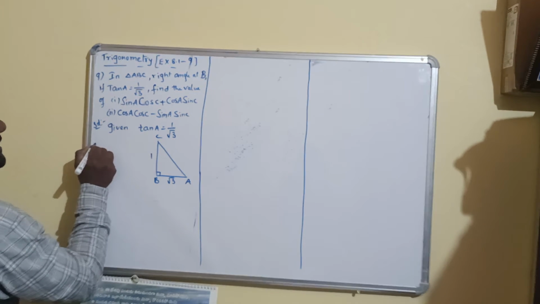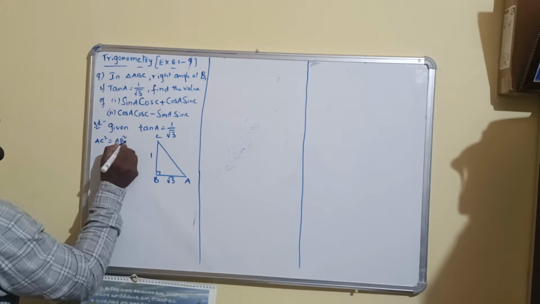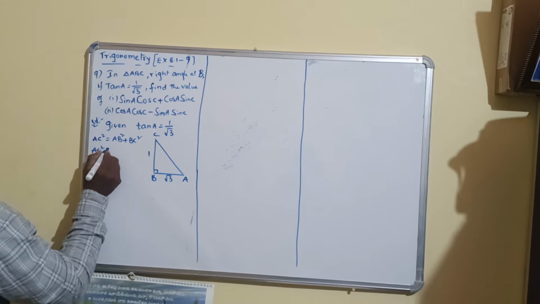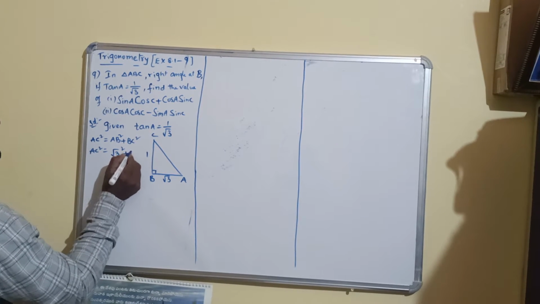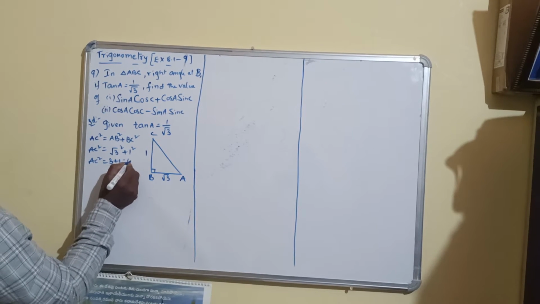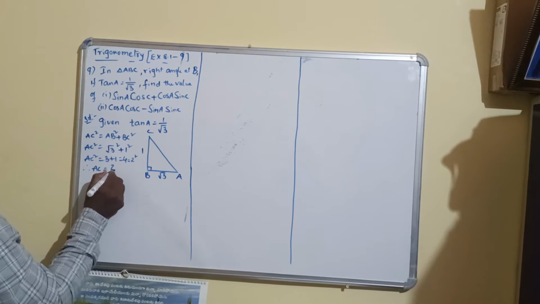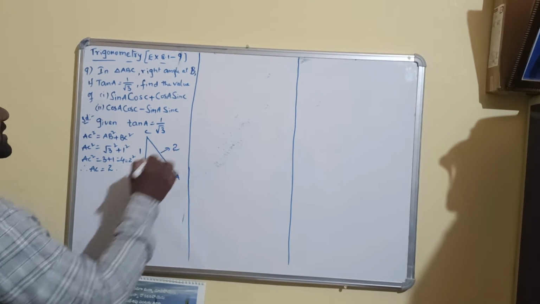We know that from Pythagoras theorem, AC square equal to AB square plus BC square. AB square value, root 3 square, plus BC square, 1 square. AC square equal to 3 plus 1, that equal to 4, that equal to 2 square. Therefore, AC equal to 2. This value we got, hypotenuse we got 2.